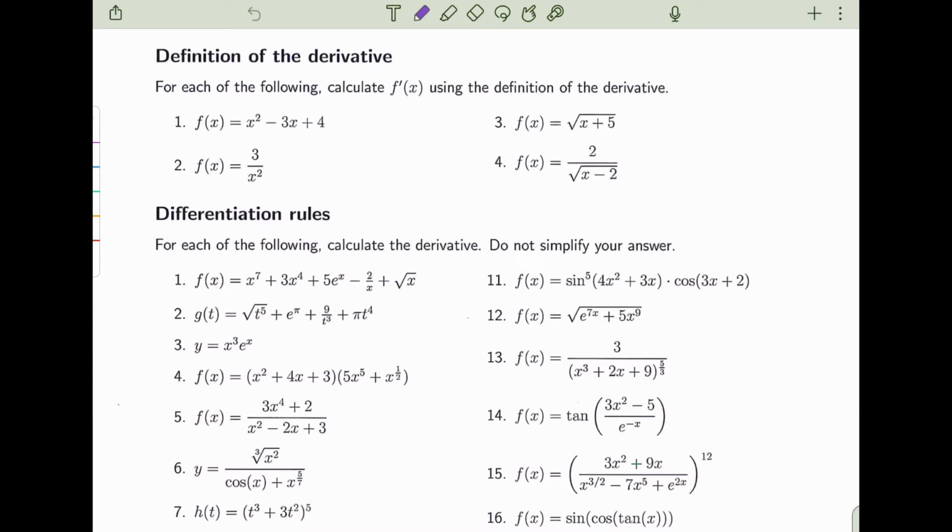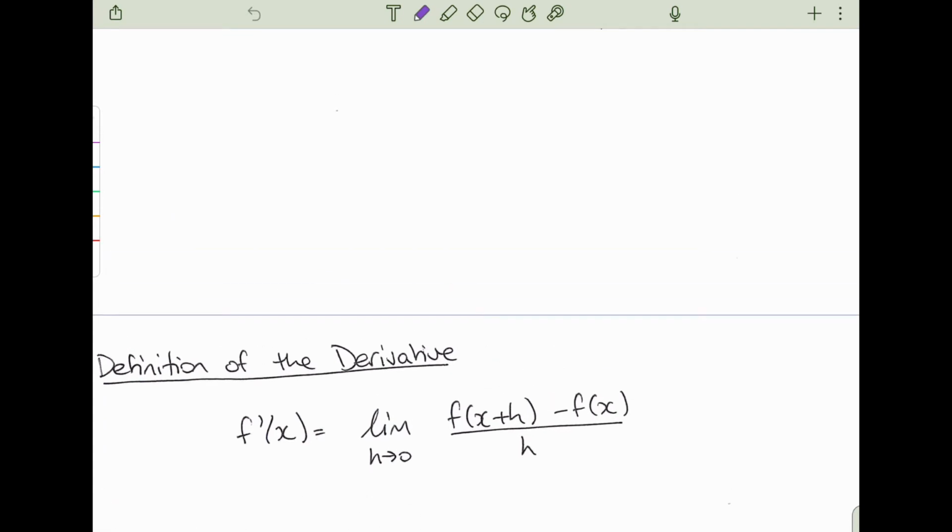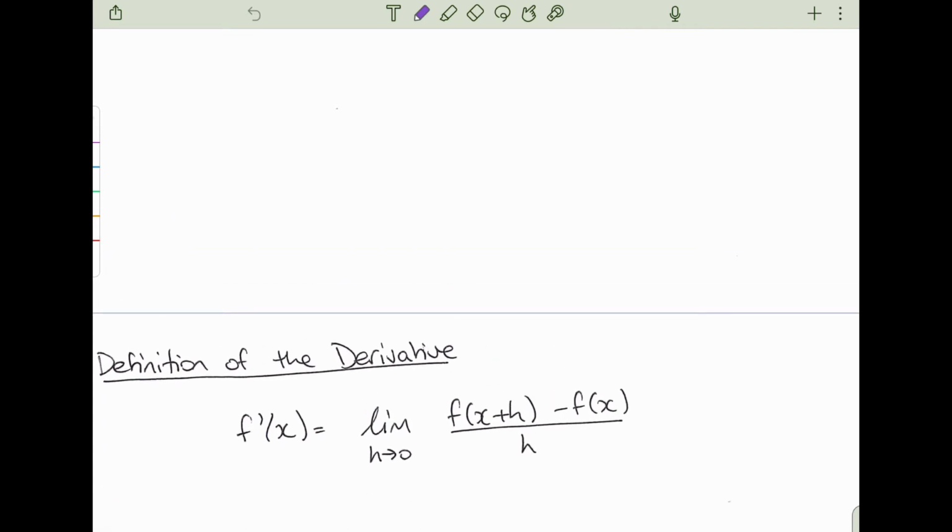Now let's take a look at question 1. Find each of the following. Calculate f prime of x, the derivative, using the definition. So when we use the definition to find the derivative, we need to keep in mind this formula that is very important.